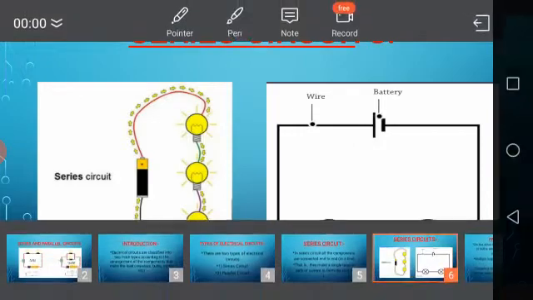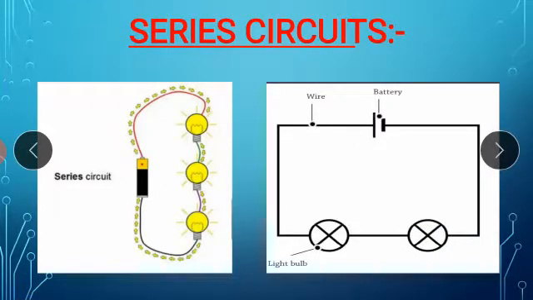You can see here, this is a picture of series circuit, and you can see here that in series circuit all the components are connected end to end in a line, and that's why they make a single loop or path of current to form a circuit.